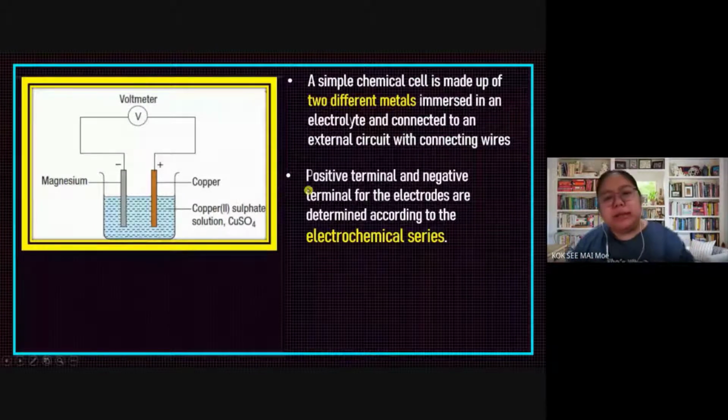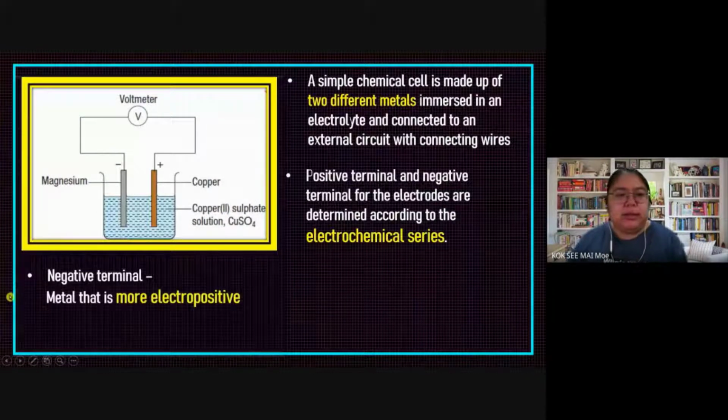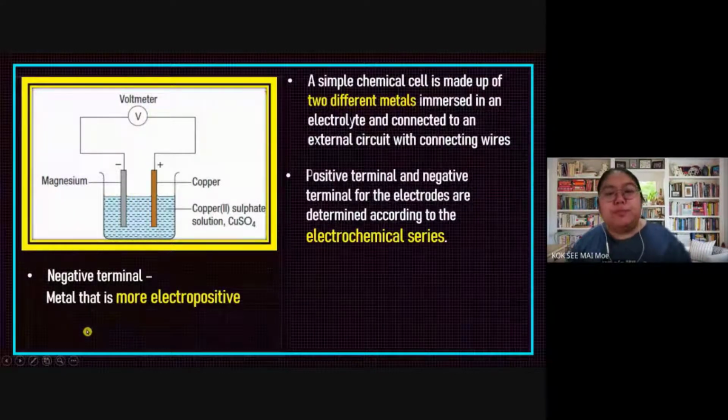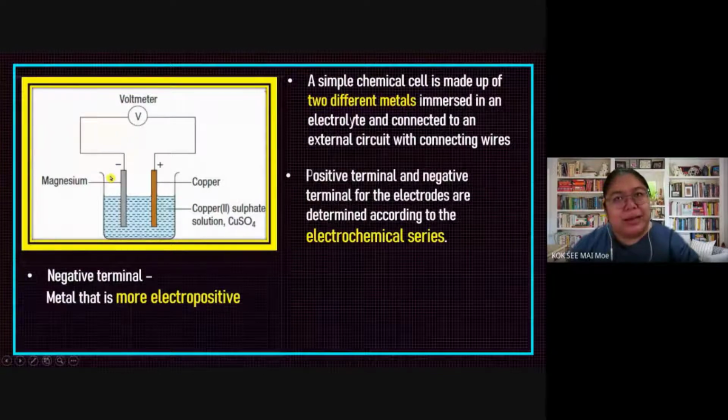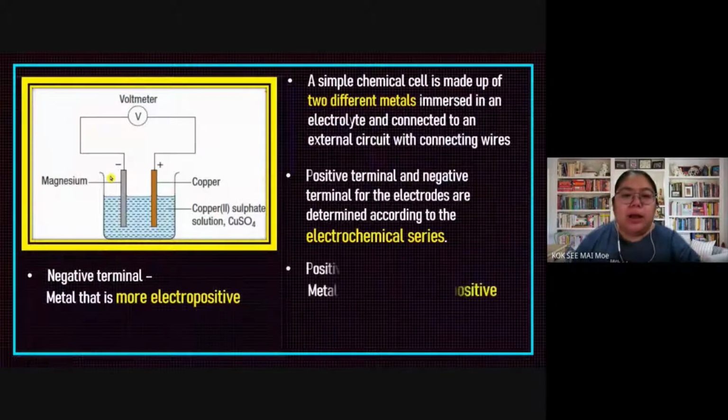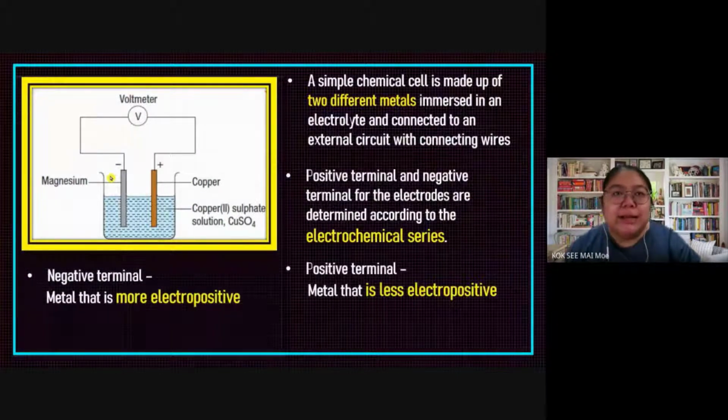So from here, which electrode do we need to choose? We need to depend on the electrochemical series. So now how do we choose? Okay, let's see here. For the negative terminal, we need to choose the more electropositive one, meaning more reactive. So from here, copper and magnesium, surely magnesium is more reactive. So we choose magnesium as the negative terminal. Then the positive one we choose is the less electropositive, that means the bottom one.